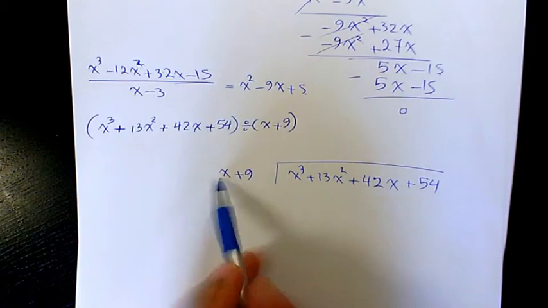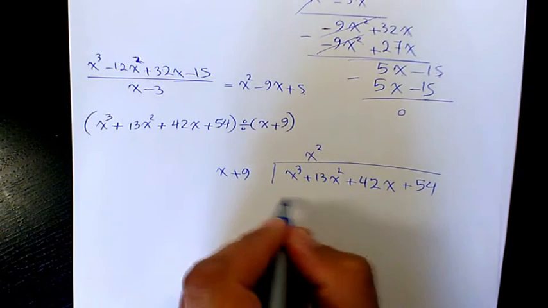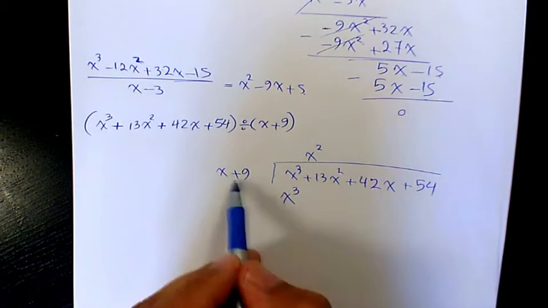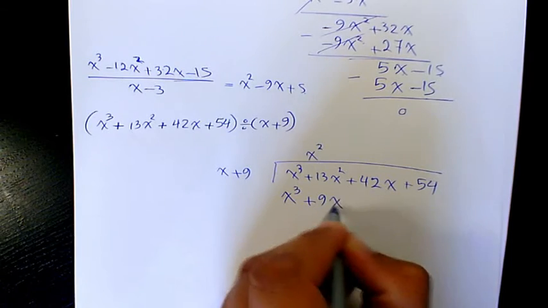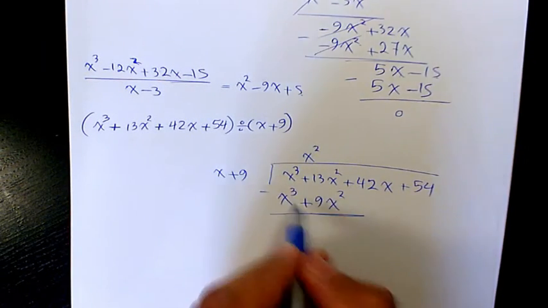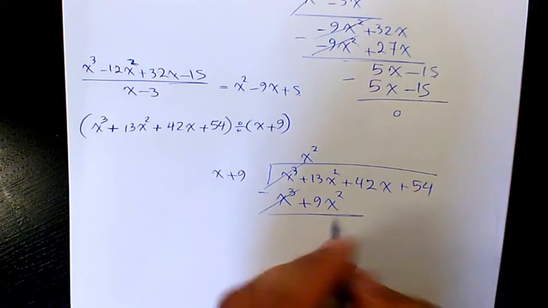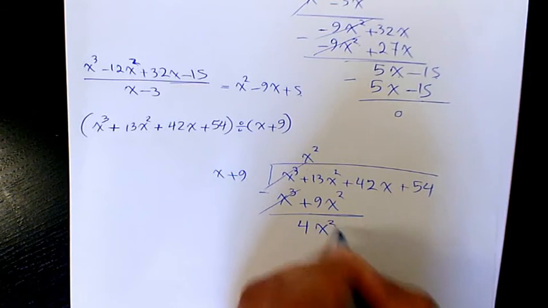x cubed divided by x is going to be x squared. x squared times x, x cubed. x squared times 9, 9x squared. Then you subtract it. x cubed and x cubed cancel out. 13x squared minus 9x squared is going to be 4x squared.